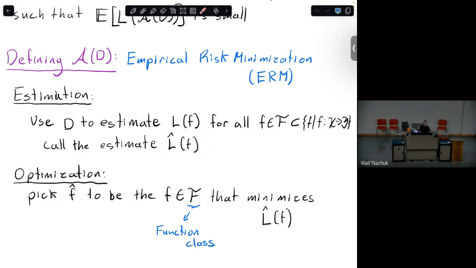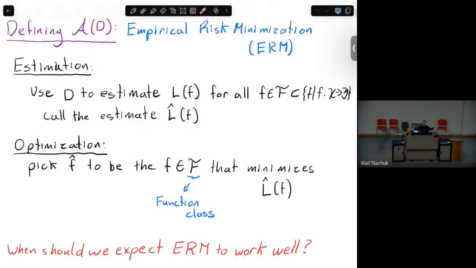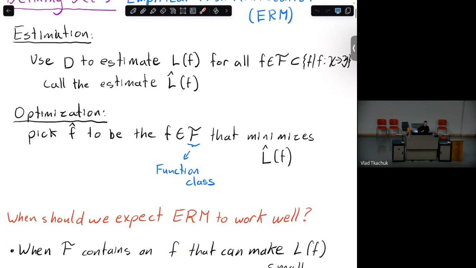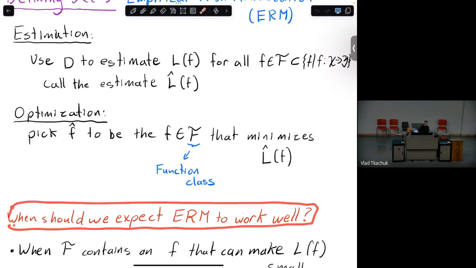All the algorithms we spent time talking about were in the optimization part, and it was all about minimizing L hat. That was our learner. That's what almost all of machine learning is based off of, different versions of optimizing this L hat. But a natural question arises: when should we expect this ERM learner to be good?